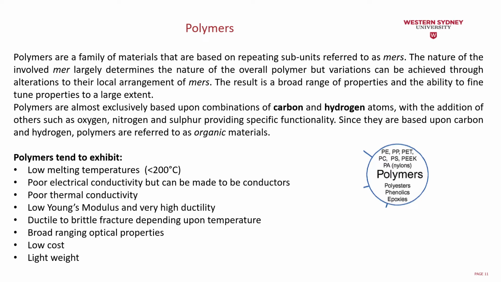So the polymers usually tend to first have low melting temperatures, which is less than 200 degrees in most of the cases. Also, poor electrical conductivity, though they can be made to be a conductor in certain cases. Poor thermal conductivity, low Young's modulus, and very high ductility, ductile to brittle fracture depending upon the temperature. Also, they have broad ranging optical properties, low cost, and lightweight.